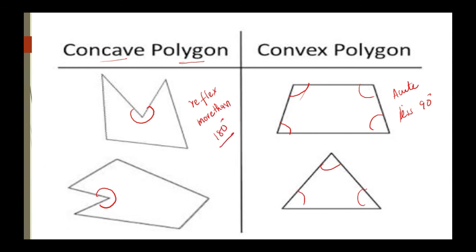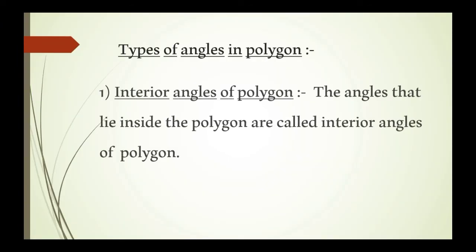Next topic: types of angles of a polygon. We have two types, interior angles and exterior angles. First we look at interior angles of a polygon. The angles that lie inside the polygon are called interior angles of a polygon.